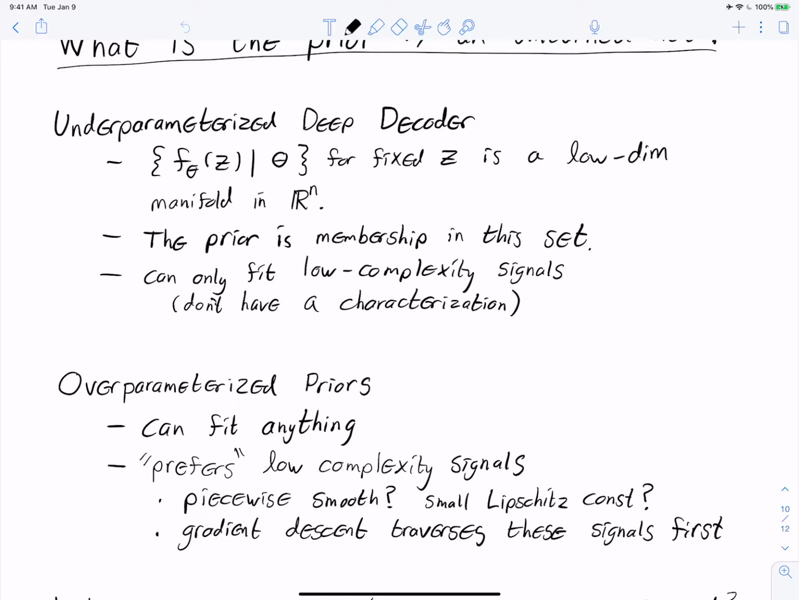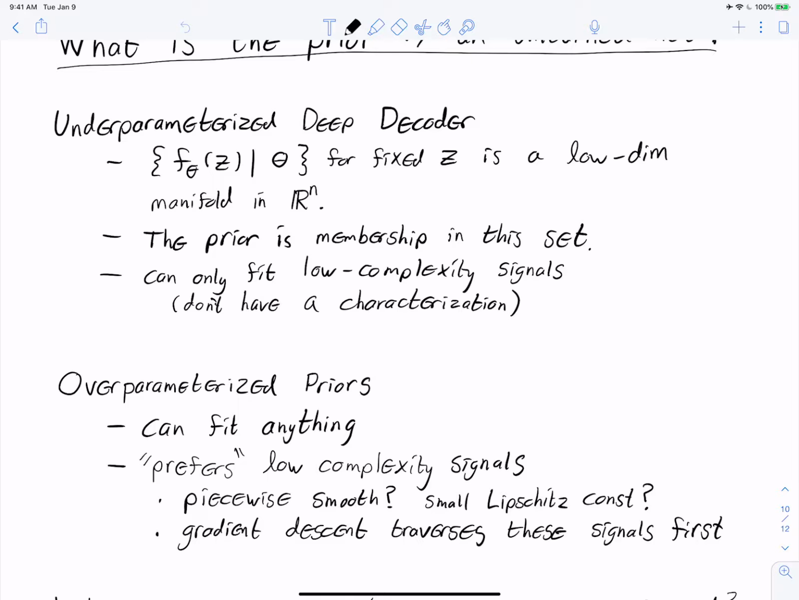Now, it's not clear exactly what aspect of low complexity is preferred by these priors. One natural guess is that it could be something like piecewise smoothness. Another possible guess is it could be something like having a small Lipschitz constant. And so perhaps among different solutions, the overparameterized priors initially lead toward regions that are more piecewise smooth or regions that have better Lipschitz constants, and it only leaves these regions if it has to.